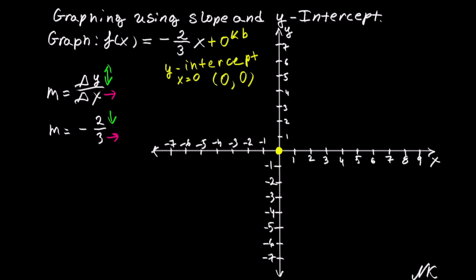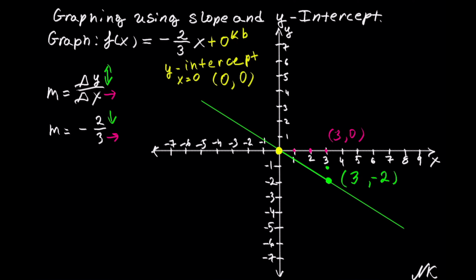So from (0, 0) we go 3 units to the right. So we have 1, 2, 3. So our turning point is at x is 3, y is 0. From there, we go 2 units down. So 1, 2. This is our second point, which is at x is 3, y is negative 2. Once we have those 2 points, we connect a line through them.